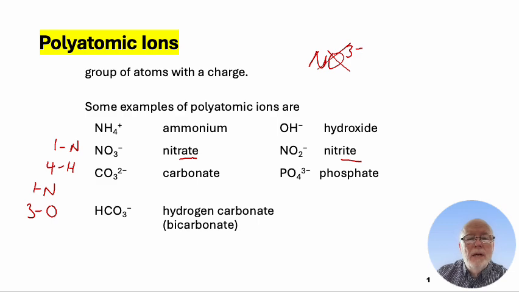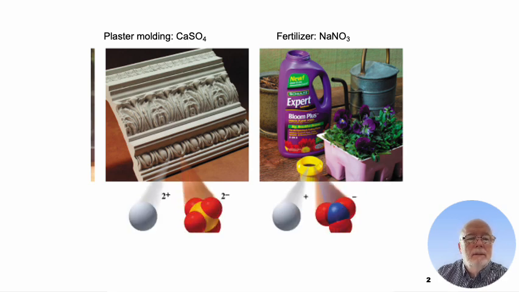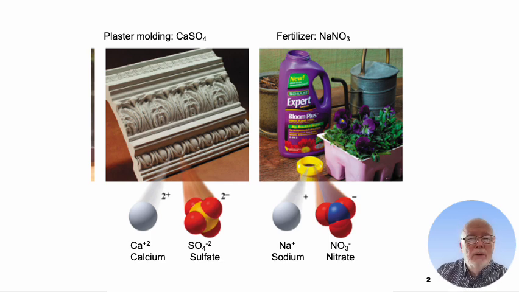All right. Now here's a couple of examples that you might have at home. Plaster molding, CaSO4. Fertilizer, NaNO3. So you see they're composed of ions. We have calcium, and this is sulfate. One of the most common polyatomic ions you're going to see is sulfate. Now I know when you look at a formula like that, it's hard to know where the positive one starts and ends. So I'm going to go over that with you as well. So here we have sodium, and then we have nitrate. Nitrate, 1 nitrogen, 3 oxygens, charge of -1.